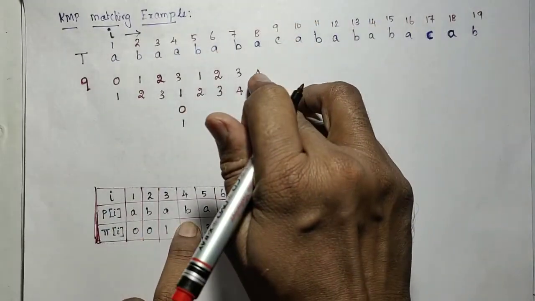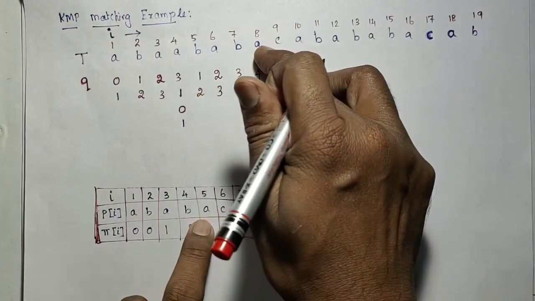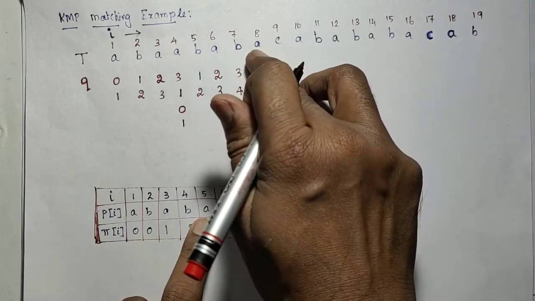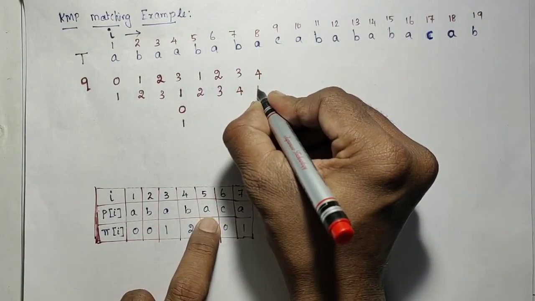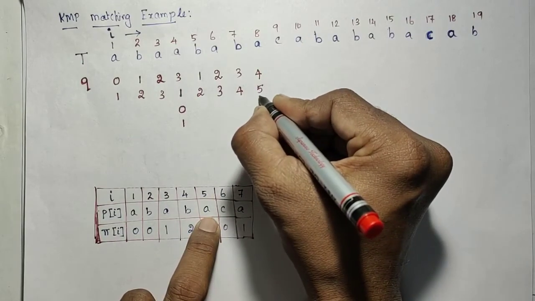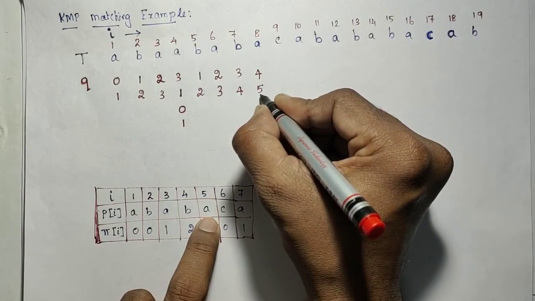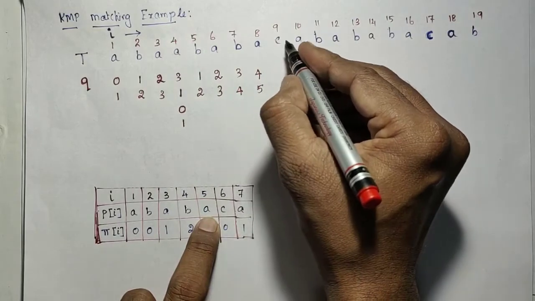Okay, we only need to compare the A with the next, fifth character. A with A, both are equal. So it will be changed to 5. Still we have not reached the m. Okay, go to the next iteration.